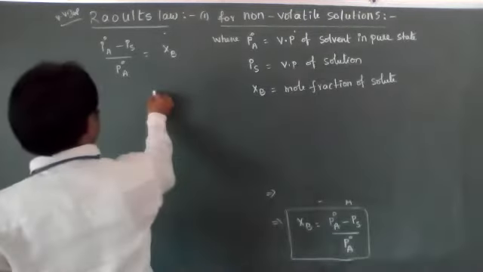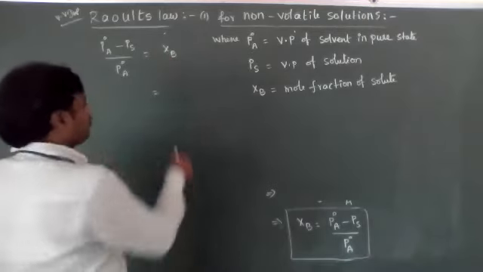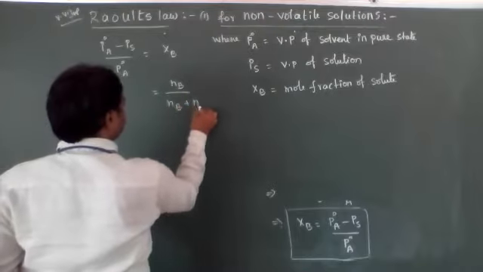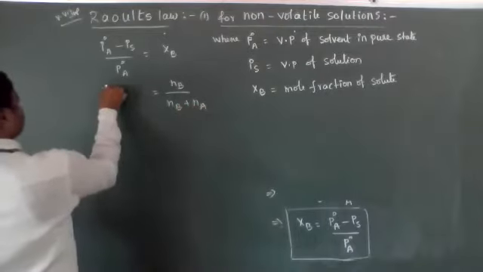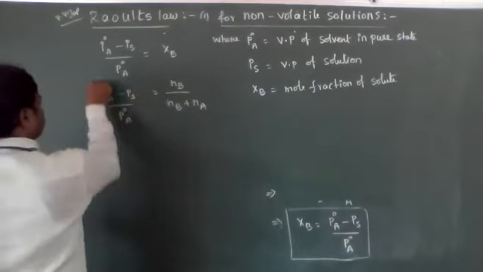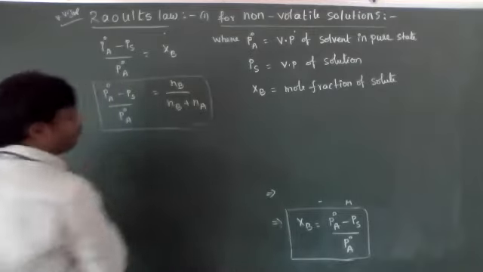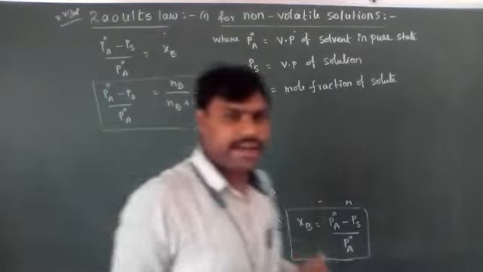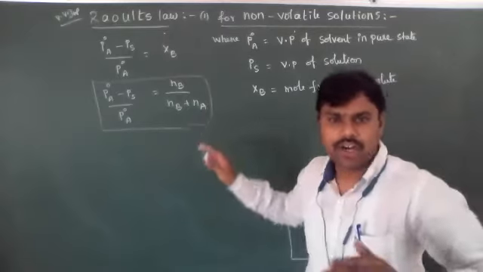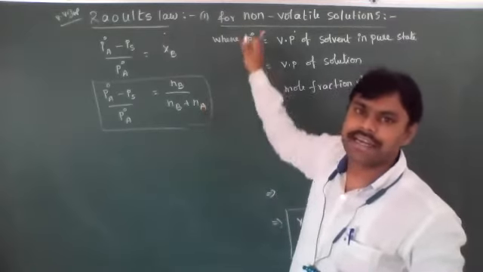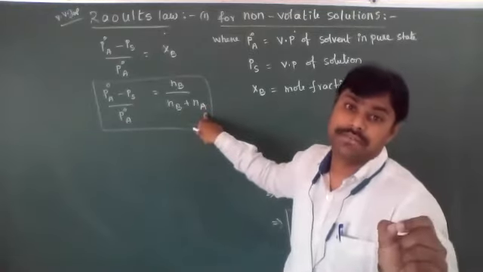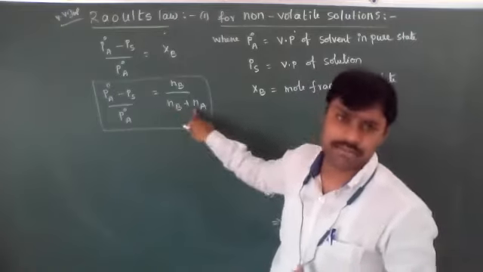So we know that XB is nothing but number of moles of B by number of moles of B plus number of moles of A. Then (P naught A minus PS) by P naught A is equal to number of moles of solute divided by number of moles of solute plus number of moles of solvent. Up to that it is very clear. Now this is for any non-volatile solutions at any concentration. This formula will be applicable at any concentration, means highly concentrated solutions also.